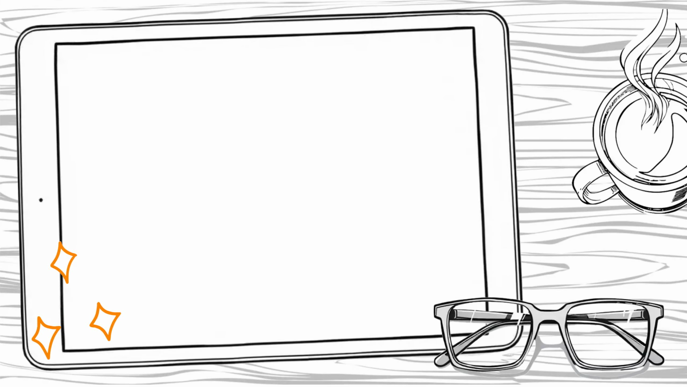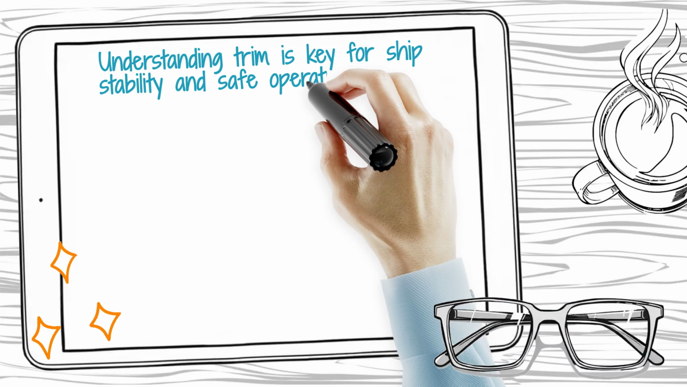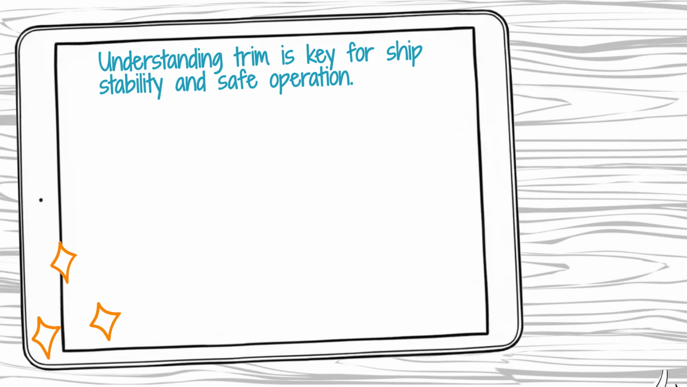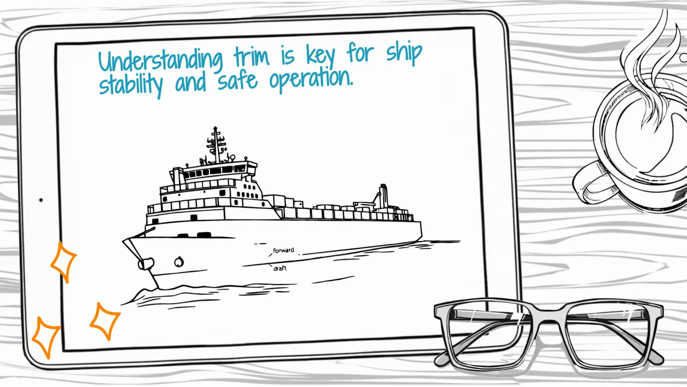Understanding and correcting trim is a fundamental aspect of ship stability and safe operation. Trim is simply the difference between a ship's draft measured at the forward perpendicular and the draft measured at the aft perpendicular.